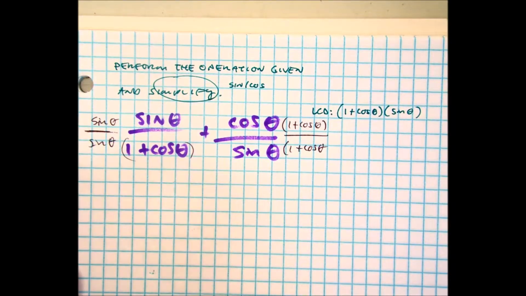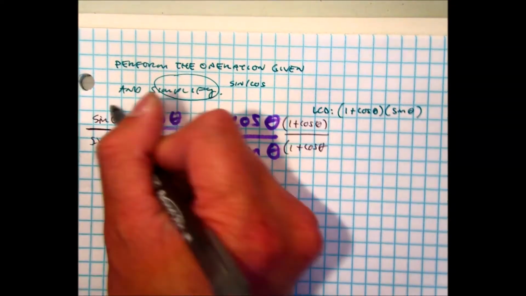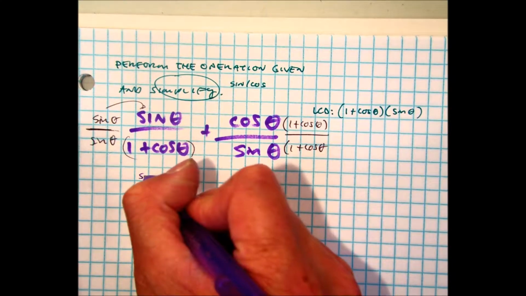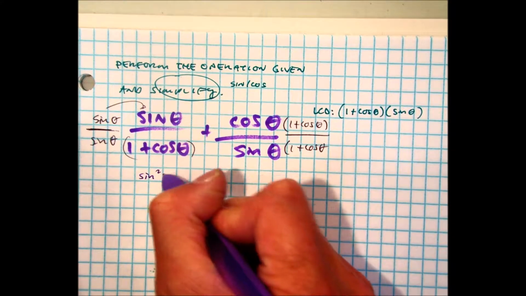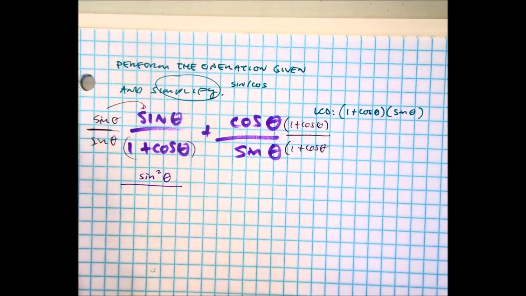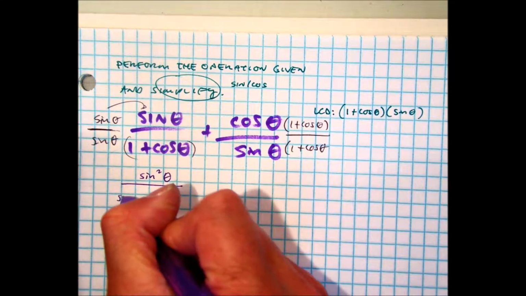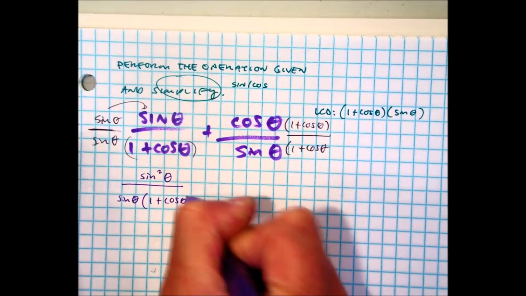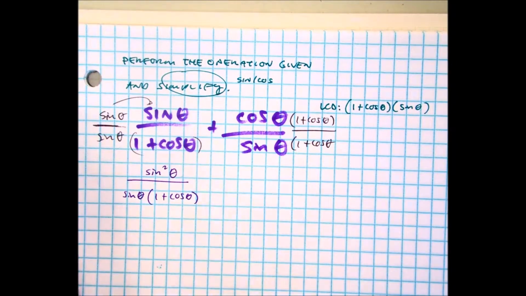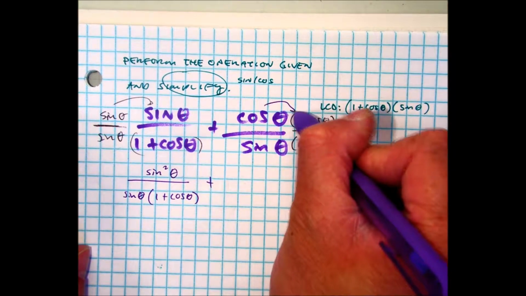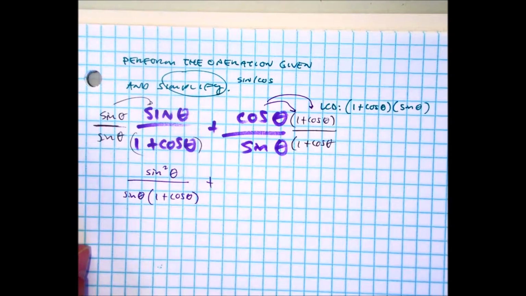So once I multiply this side by sine, I can just multiply. Class, what does that become? Sine squared theta. Now here, don't distribute. You'll just have sine of theta times 1 plus cosine. And on this side, you're going to have to distribute. Class, what do I get?